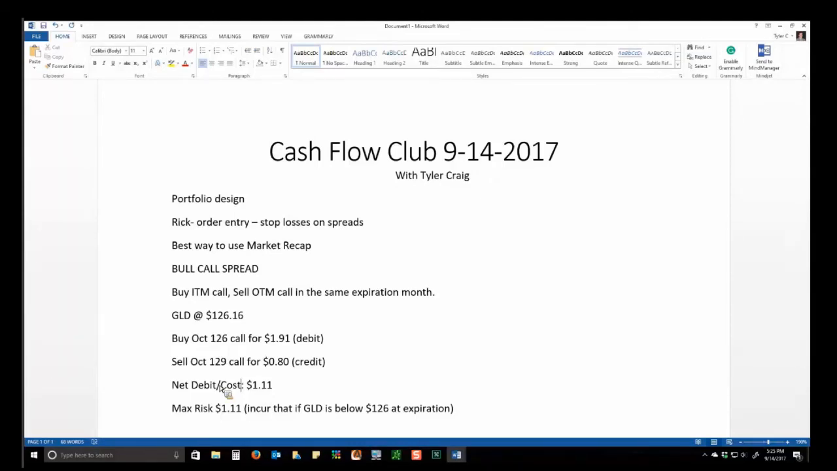Is it wrong of me to set this up 1 month out? No, it's not wrong. It's just I need to make it clear that this is a more aggressive approach. I'll make money quicker, but I'll also lose money quicker, okay? If you do a 3-month bull call spread, you'll make money slower, but you'll also lose money slower. Okay? So not a matter of right or wrong, just a matter of preference and aggressive versus conservative. But anyways, so cost is $1.11.